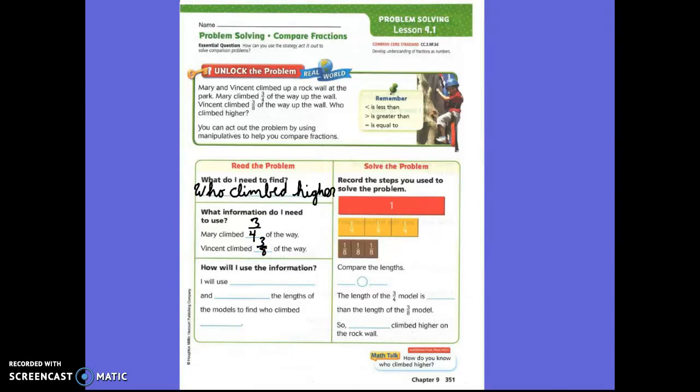All right, how will I use this information? I will use blank and blank, the lengths of the models, to find who climbed blank. So I will use fraction strips. Okay, let's write fraction strips. That's our manipulative. I will use fraction strips and compare. That means you're going to see who climbed farther, the length of the models to find who climbed higher.